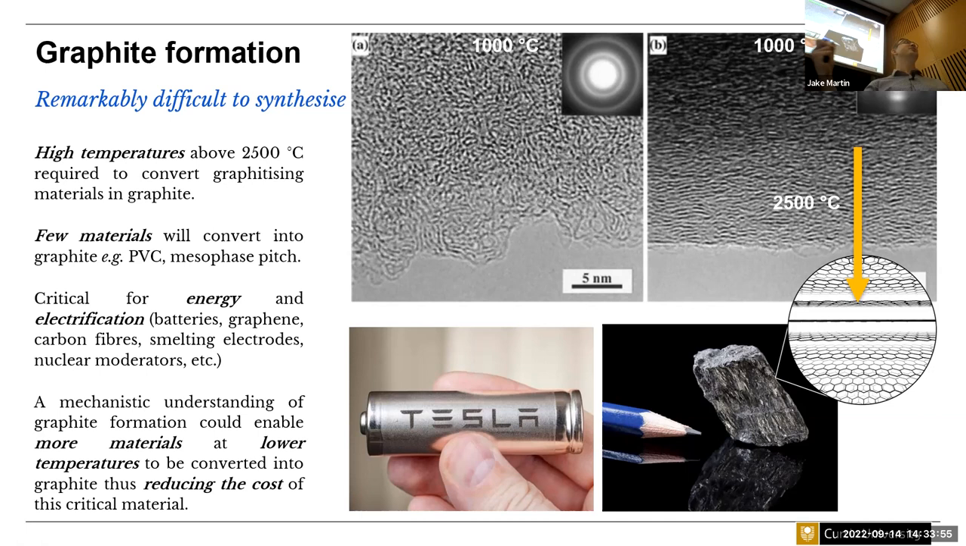One of the big problems here is if we're going to have everyone running around with electric cars, we're going to need lots of graphite, and we would preferably like to synthesize it rather than mine it, because you have to do acid cleaning for the mined graphite, which is obviously not very environmentally friendly.